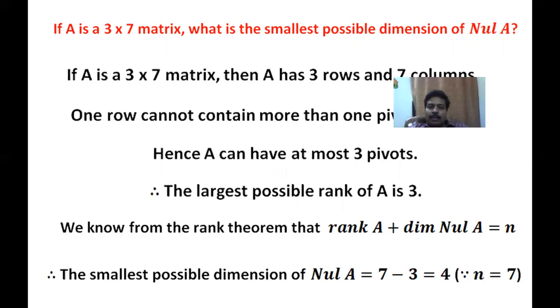So from the last two problems, we can observe that the largest possible rank of A is the minimum of the number of rows and the number of columns. The minimum of the number of rows and the number of columns will be the largest possible rank of a matrix. And from that we can find the smallest possible dimension of null space.